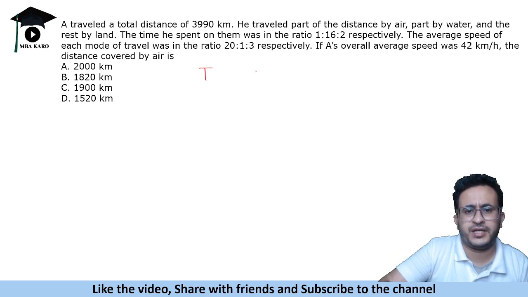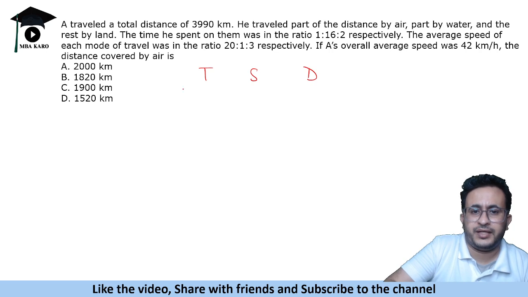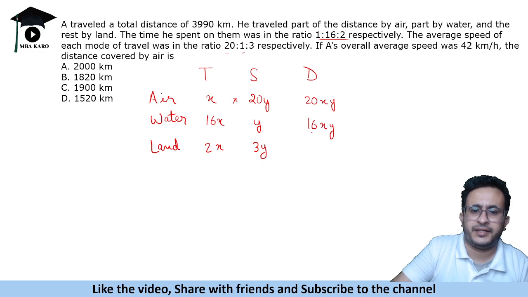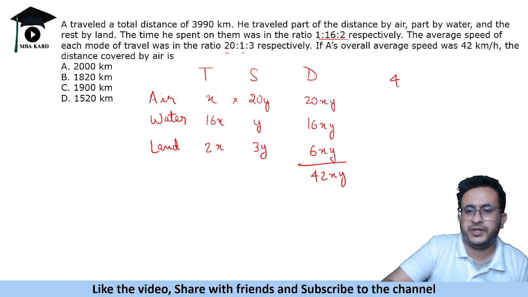So again, let's use time into speed is distance. Okay, so we have air, then we have water and land. The time is given in the ratio 1:16:2. So let's say x, then we have 16x and 2x. So speed is in the ratio 20y, y and 3y. So distance is time into speed, so 20xy, this is 16xy and this is 6xy. So total is 42xy. So 42xy is given as 3990.